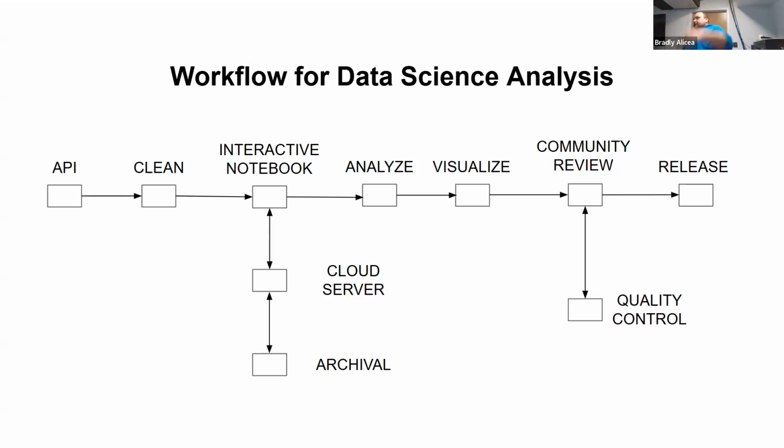We need to then analyze the data in the interactive notebook, visualize the data. Then we might have a community review of our data analysis. So we're not just doing this in a vacuum, we're interacting with our team. Then we have this quality control step. So our community review, maybe the same thing as quality control or separate, but we have this review step that's again perpendicular to our workflow for data science analysis. And then we release, and that's the end of the workflow. Make a release of the data set or the analysis. So this is your workflow.